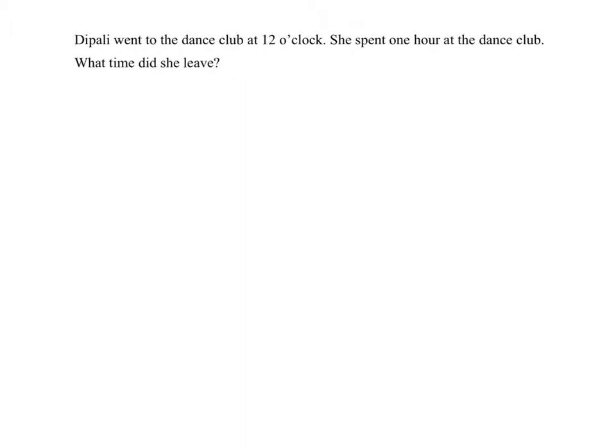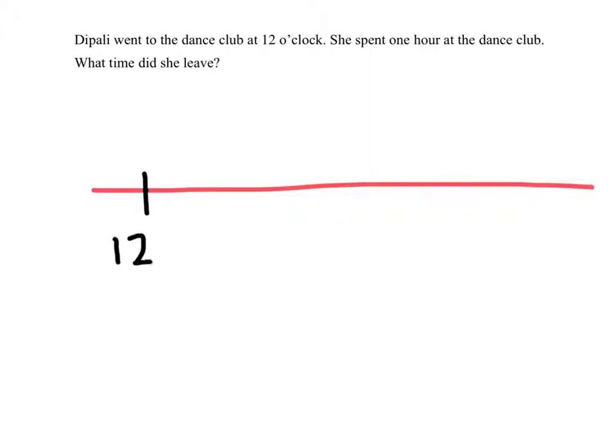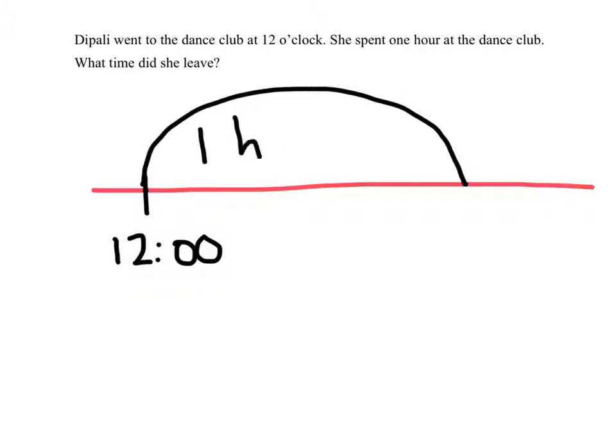The next time problem is Dipali went to the dance club at 12 o'clock. She spent 1 hour at the dance club. What time did she leave? So let's start with our timeline again. We know the start time. She went there at 12 o'clock. This time we don't know the end time, but we do know how long she was there. She was there for 1 hour, which is the equivalent of 60 minutes. So 12 o'clock and add 1 hour would be 1 o'clock. That's the time that she would leave.